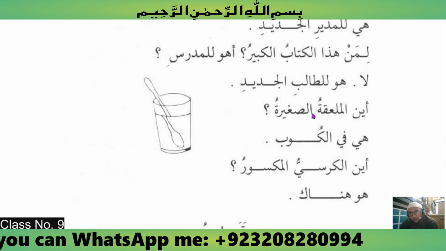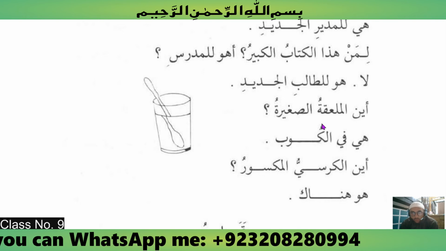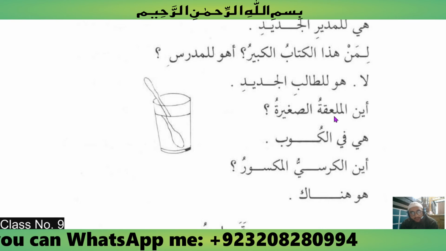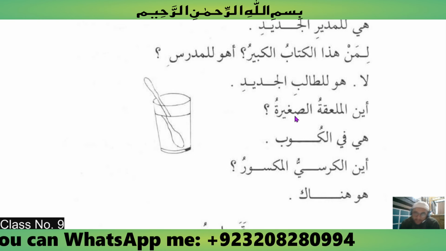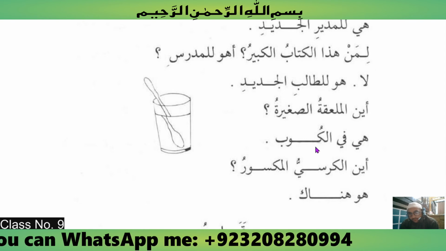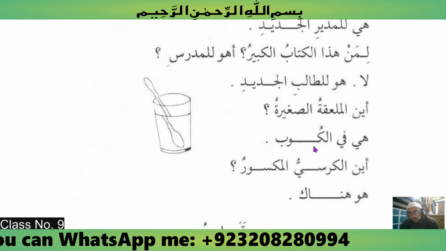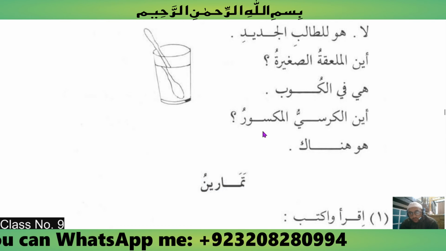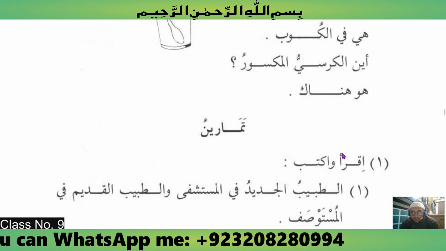أين الملعقة الصغيرة. Where is the small spoon? منعوت is مؤنث and معرفة, نعت is معرفة and مؤنث. هي في الكوب, that is in the cup. كوب is used for cup. أين الكرسي المكسور. Where is the broken chair? هو هناك, that is over there.